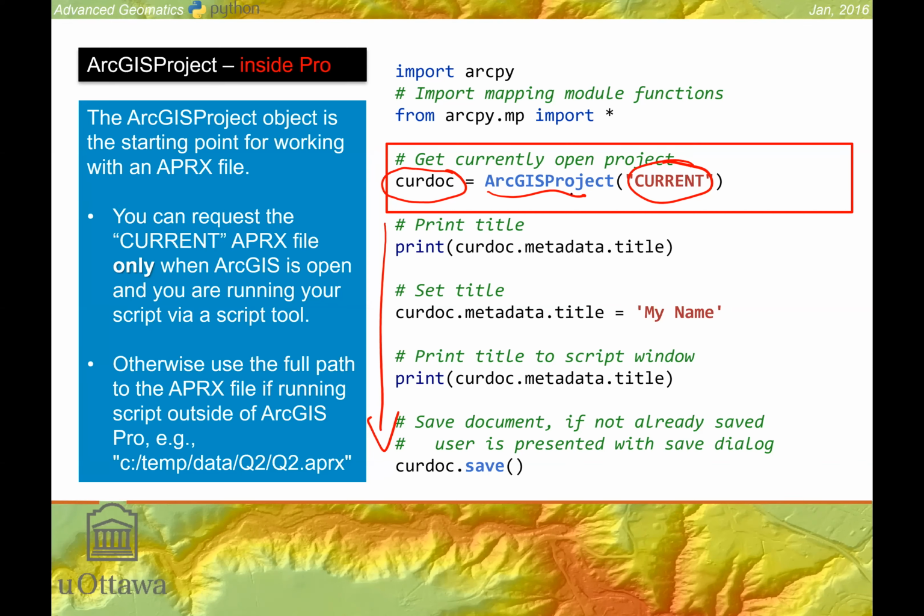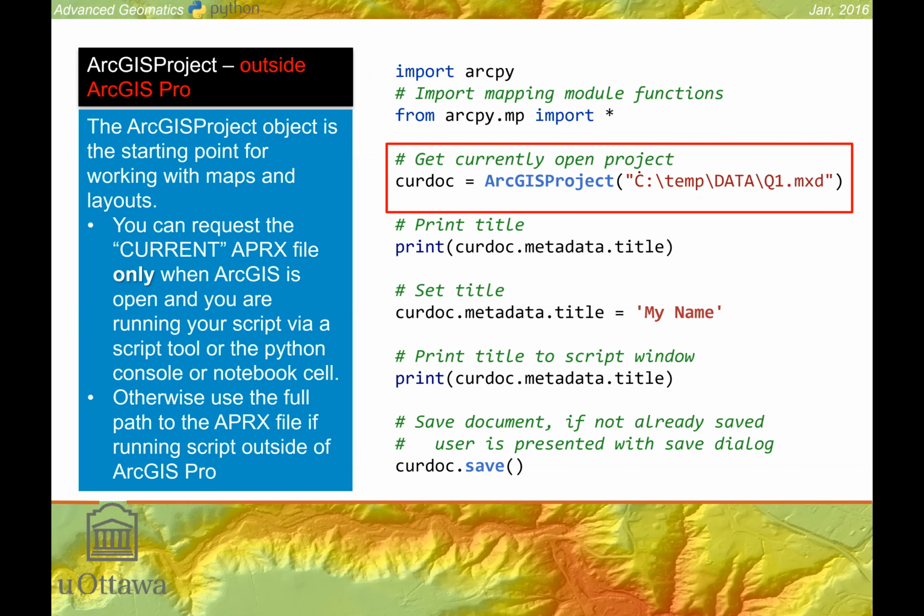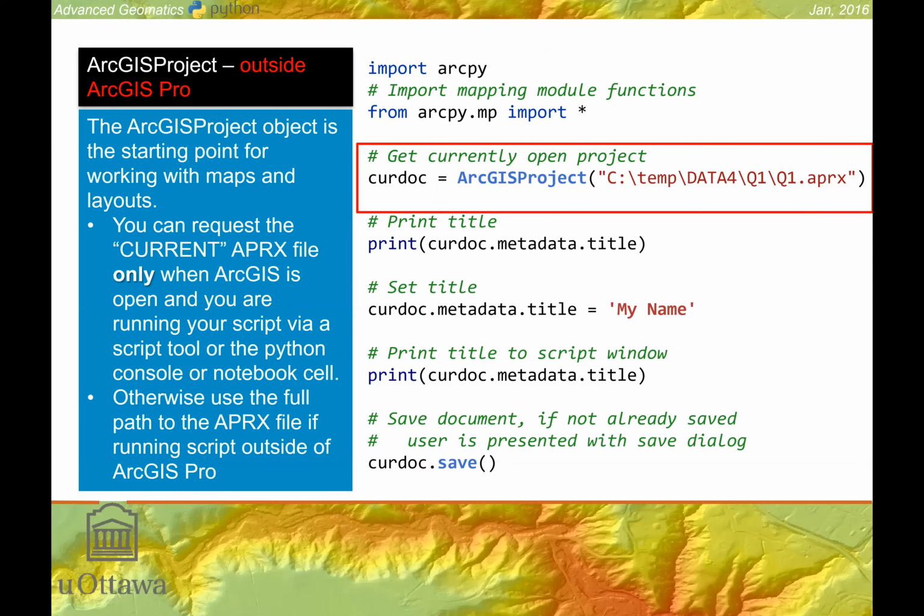If you want to work with map documents outside of ArcGIS Pro, then all you have to do is change from current to the actual path to the document. Outside of ArcGIS Pro, all you have to do to utilize a project is to change current to a path to an APRX file. And generally, that's how you would be using this if you were doing a lot of batch processing of project files, for example. You would want to do it that way. Once you have this, just like the previous slide, then you can run code on the APRX file. After you've modified things, if you want to, you can save it to commit all the changes that you've made.